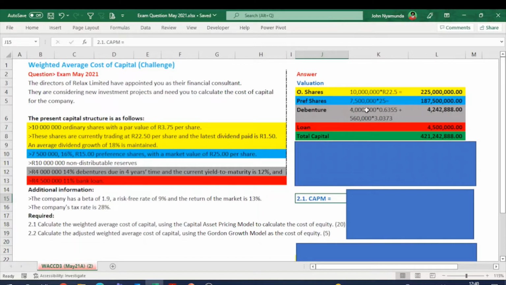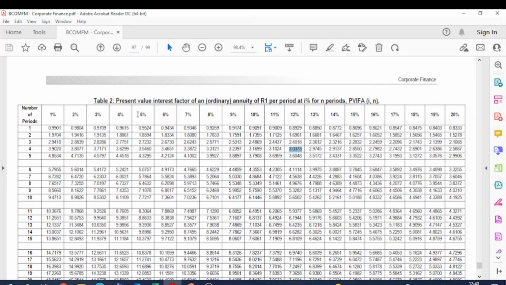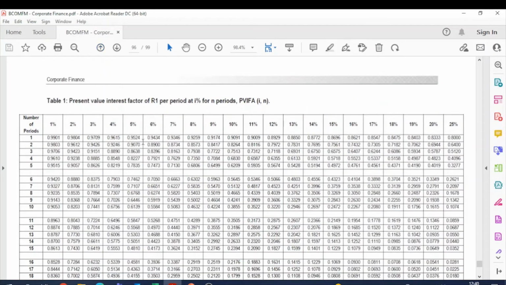Where do we find these numbers? We go to the back of our module, like here. If you go to the back of your module, you find two tables. Table number 1, which is the present value interest factor of an amount.